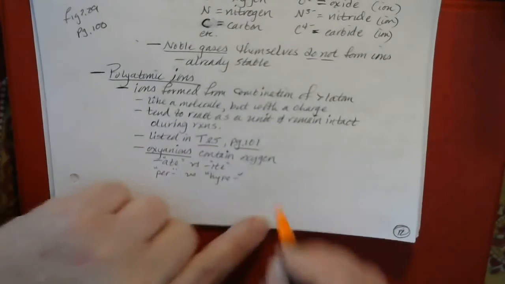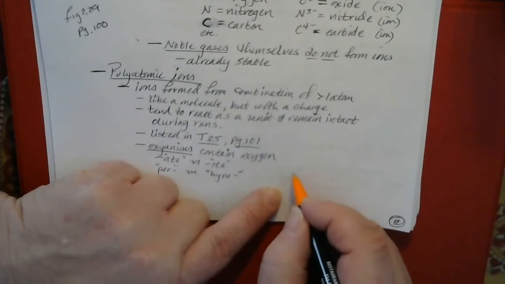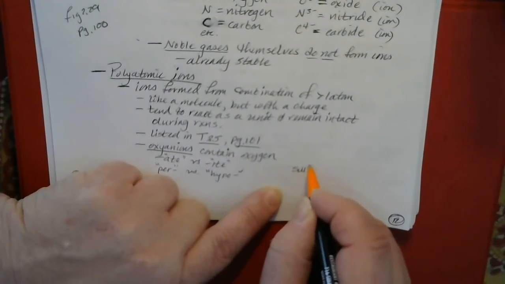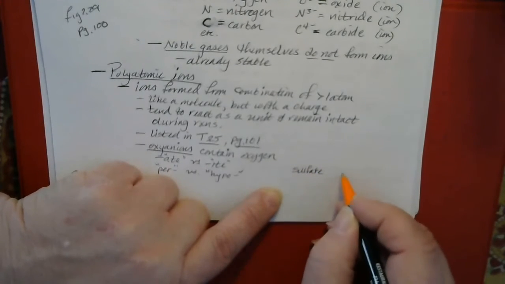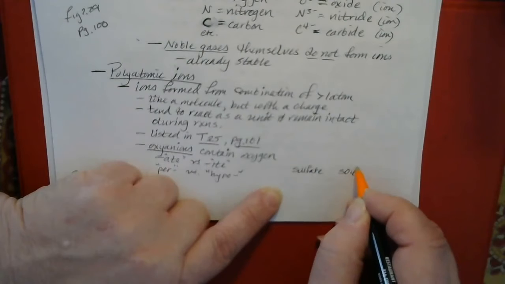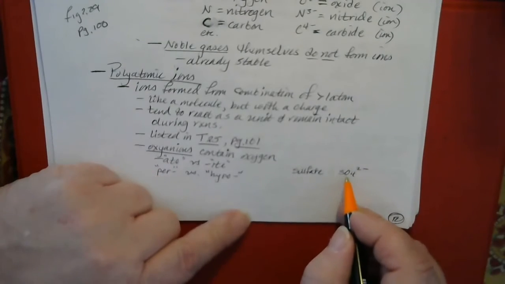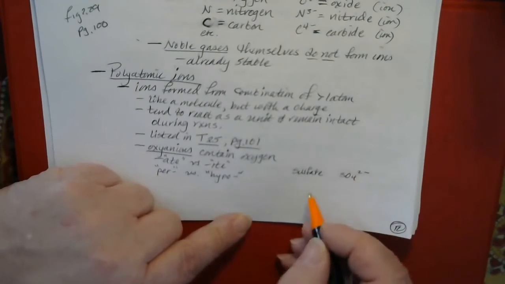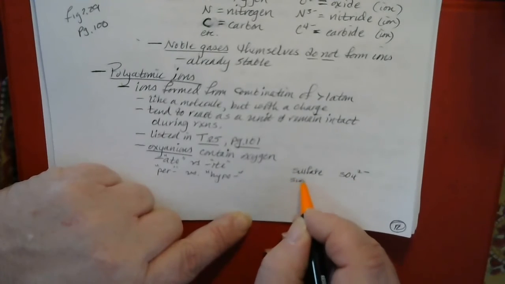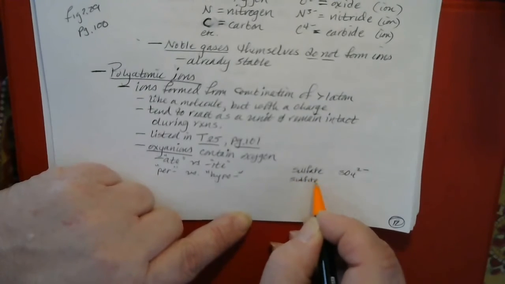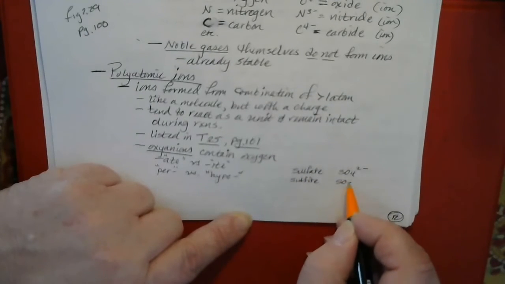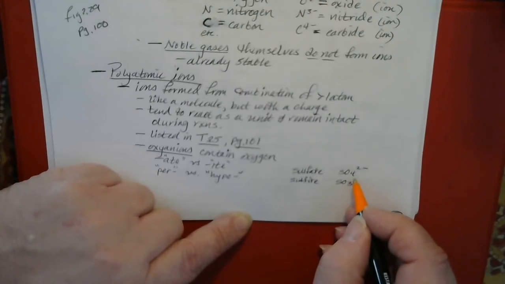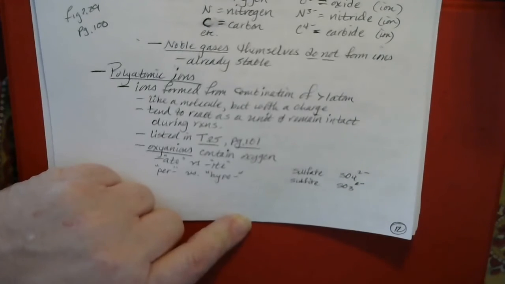And a good illustration of that would be the sulfate ion, which has the formula SO4 with a collective -2 charge on it, versus the sulfite ion, which has a formula of SO3 with a collective charge of -2.